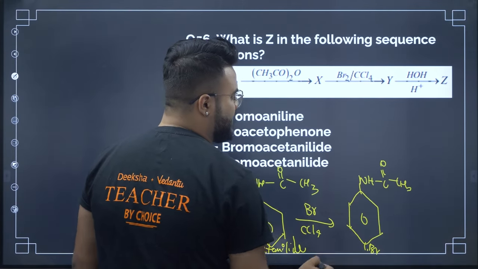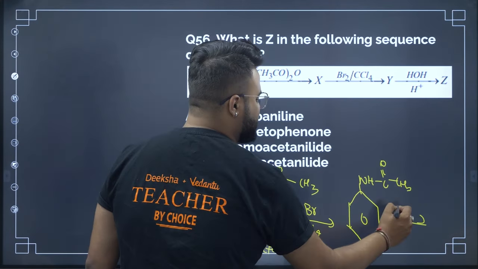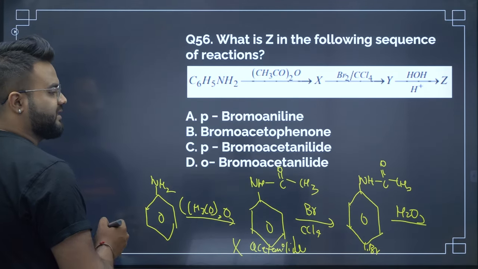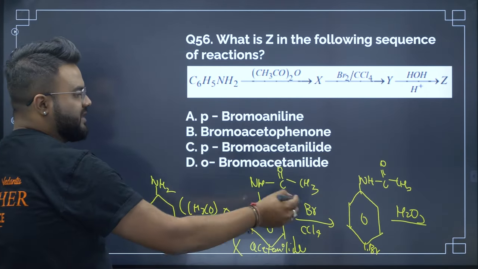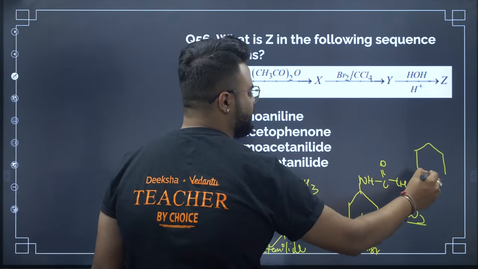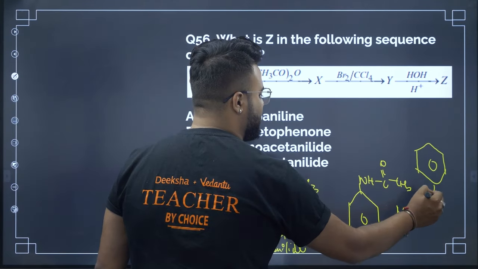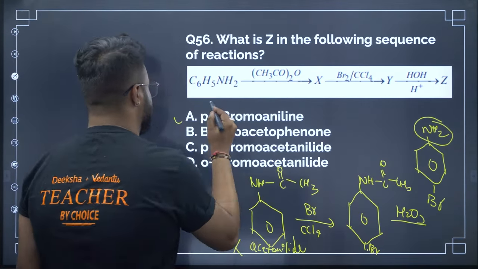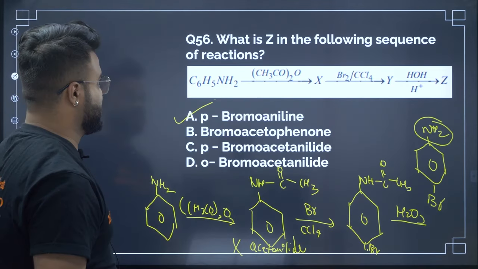This para-bromoacetanilide, when it reacts with water, what does it form? That is nothing but para-bromoaniline. Here bromo will be there, para-bromoaniline. Therefore, the correct answer will be option A.